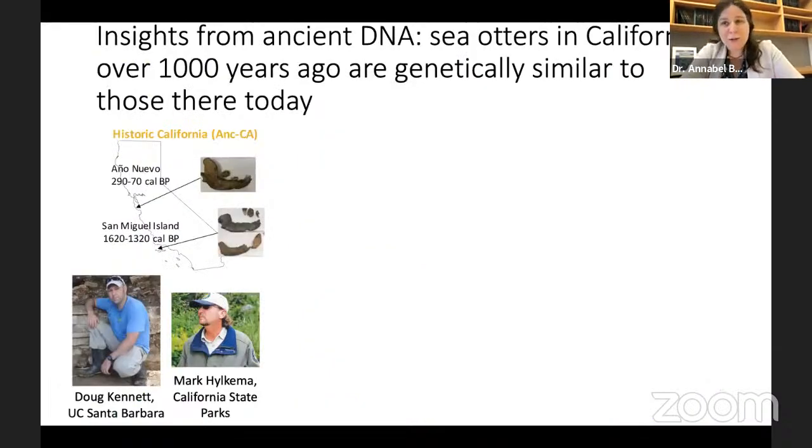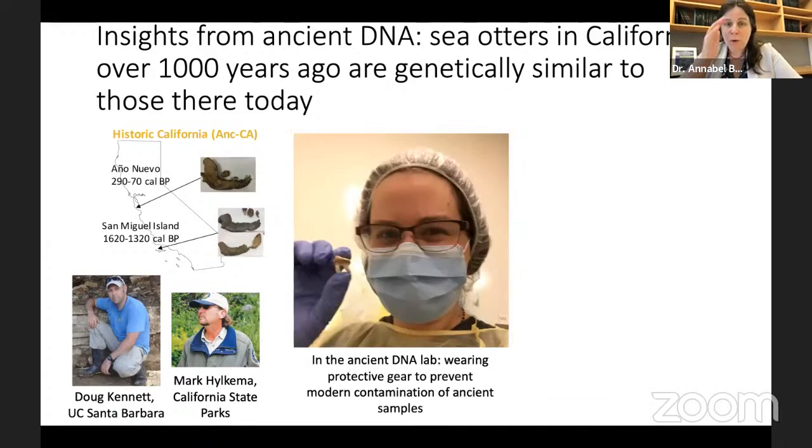We were also interested in what the genetic profile of sea otters from before the fur trade looked like in California. So we teamed up with some fantastic archaeologists to look at sea otter samples from 300 to 1600 years ago and see if we could get some DNA out of them. When you're working with ancient DNA, you have to be really cautious to avoid modern contamination. So here I am in the ancient DNA lab, all spacesuited up to work with these very sensitive samples.